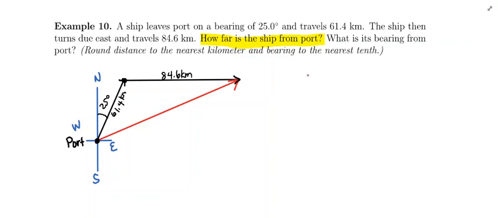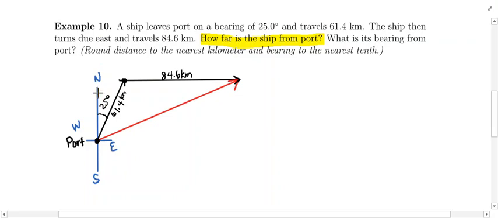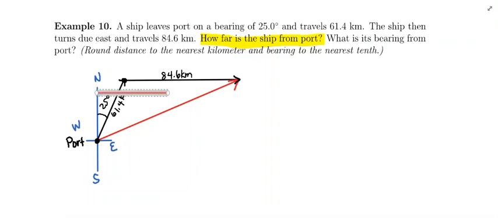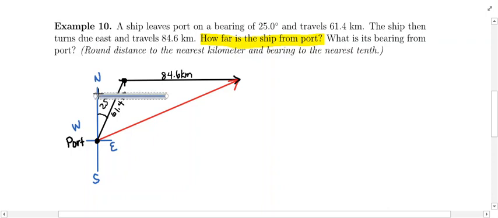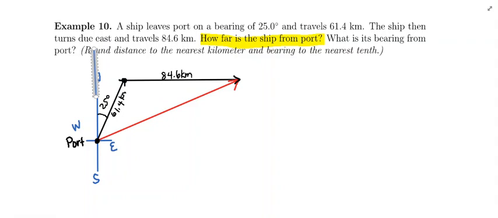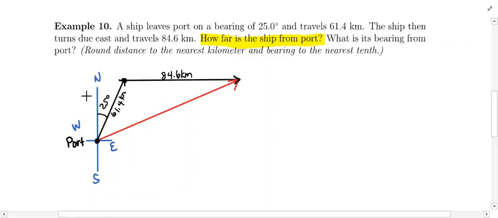Let's look at our picture and see what we can do. Again, the goal is to find the magnitude of this red vector. I'm going to focus on this 25-degree angle that I have here, and I'm going to do some line extensions, which is very helpful to do. Let me use the same color I had. I'm going to extend the north-south line in this direction.